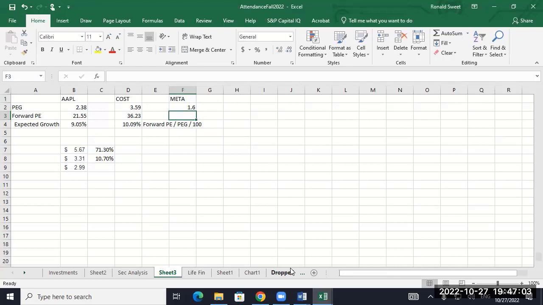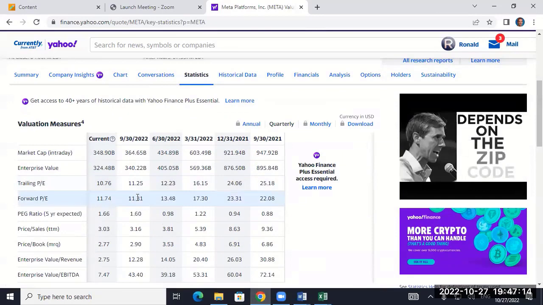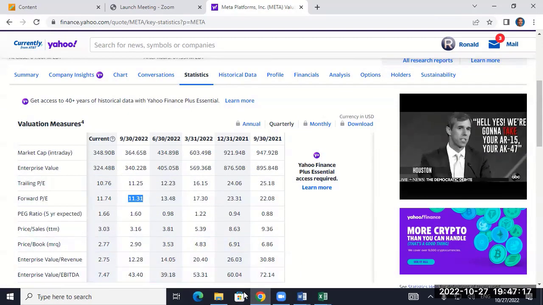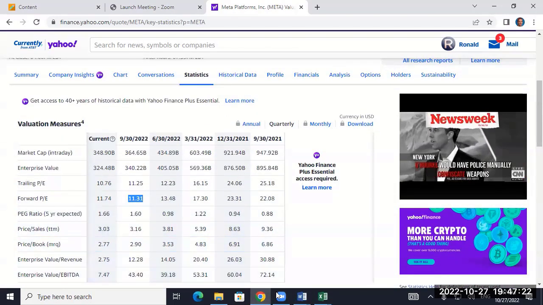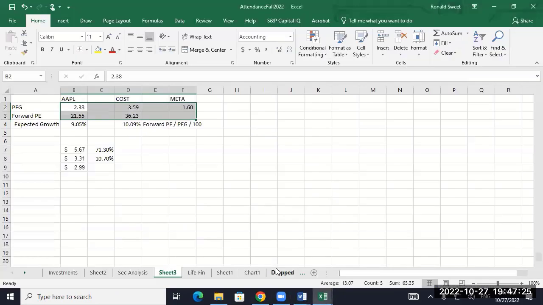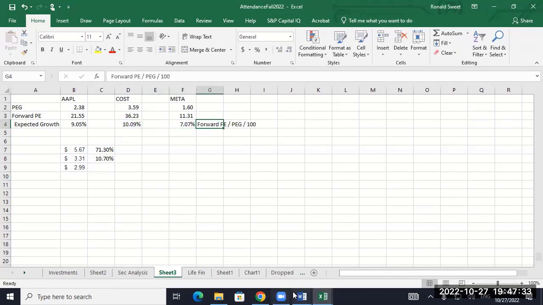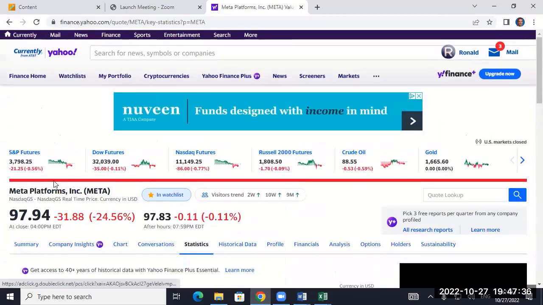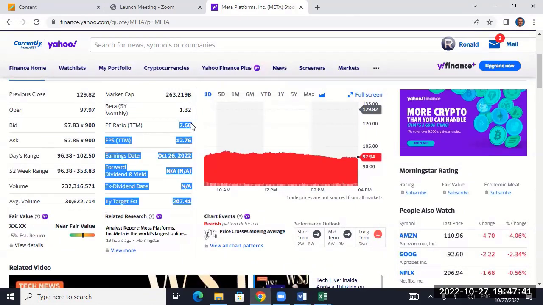And their PE ratio, oh my word. Their PE ratio looks like Macy's now. Their forward PE is still pretty high, but their current PE, yeah, we should use their actual PE ratio. These are old numbers. So 11.31, 7%. I can't give you their actual forward PE right now after today's earnings, but their actual PE ratio is 7.68.